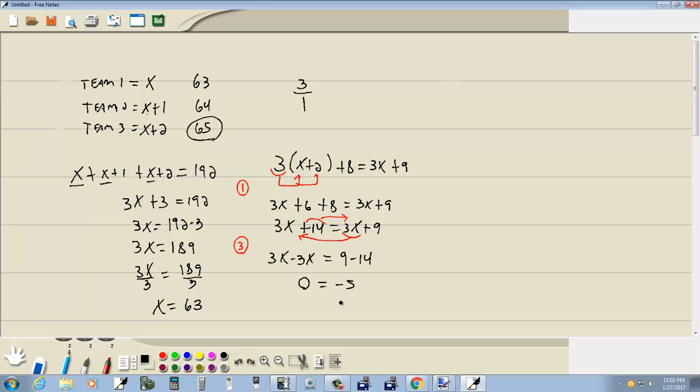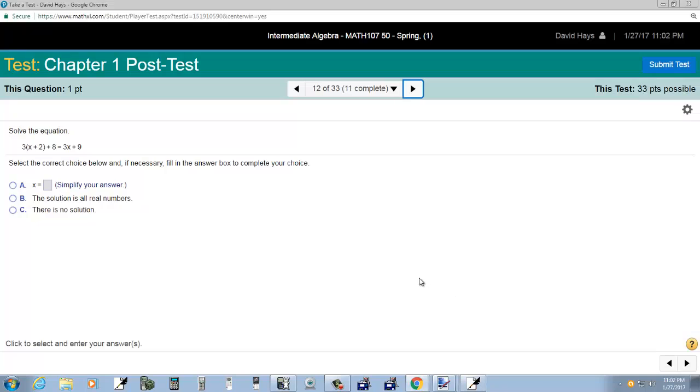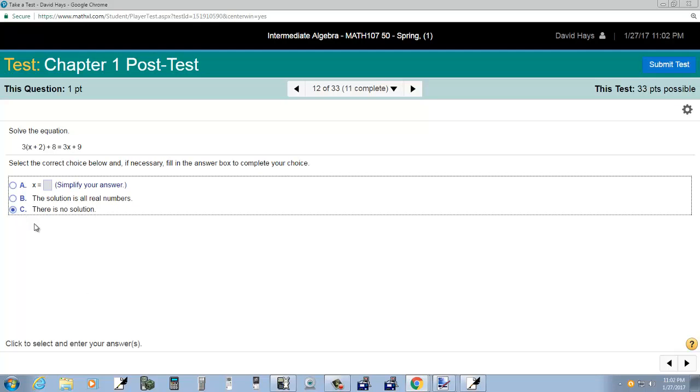Now we have a problem. All of a sudden, x disappeared, and we came up with something that's not true. 0 can never equal negative 5. That means no solution or inconsistent. This particular problem is referring to it as no solution.